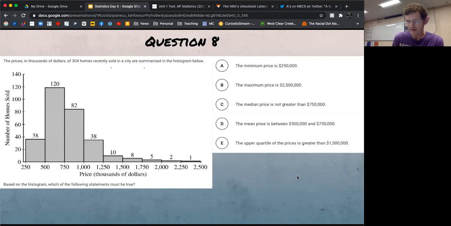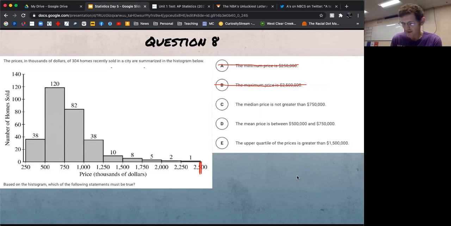Well, it's not A. The maximum price is 2.5 million. It could be, well, technically it couldn't. It'd have to be just below 2.5 million. But let's say that it could be close to that, but we don't know that that's true. Bottom line, it's not the correct answer. The median price is not greater than 750,000. Let's come back to that one, because the next one here.